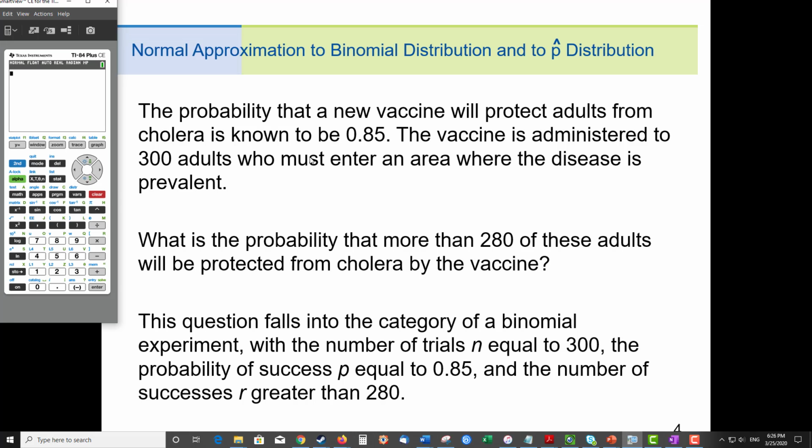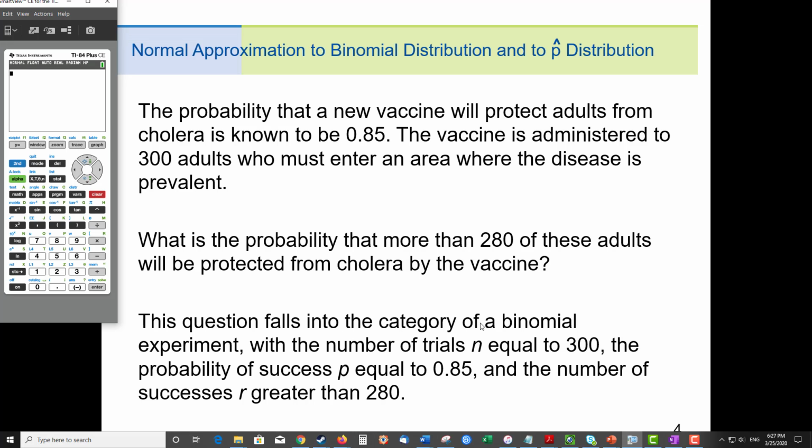So let's talk about vaccines. That is currently relevant. This particular case is a new vaccine for cholera. The probability that this new vaccine will protect adults from cholera is known to be 0.85. The vaccine is administered to 300 adults who have to enter an area where cholera is prevalent. What is the probability that more than 280 of these adults will be protected from cholera by the vaccine?